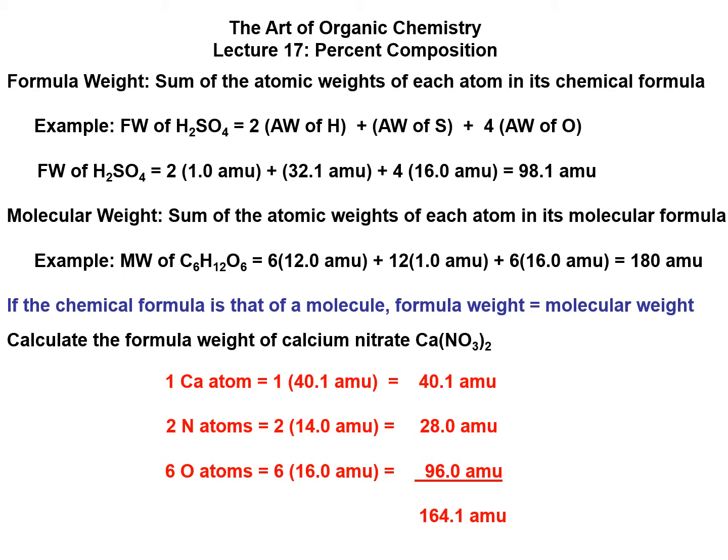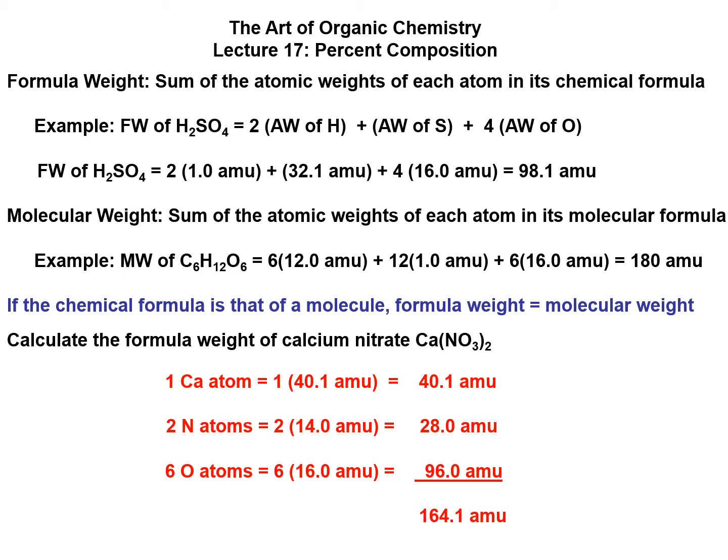For example, if we look at sulfuric acid, the atomic weight of hydrogen is 1, but we have 2 of them. The atomic weight of sulfur is 32, we have 1 of them. And the atomic weight of oxygen is 16, and we have 4 of them. So we sum up the individual atomic weights of each atom times how many atoms are in the formula, and we end up with 98.1 atomic mass units.